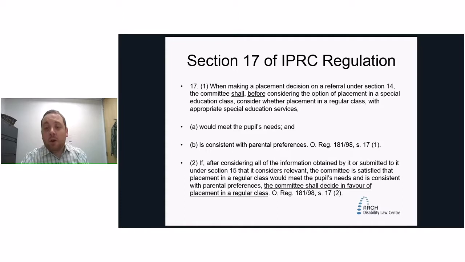So for any parents who are sitting down in one of these meetings and they want an inclusive placement for their child, it's important to know that this section basically says to a school board that before you consider a placement that is segregated, you must first consider whether a placement in a regular classroom with the appropriate special education services would meet that student's needs.